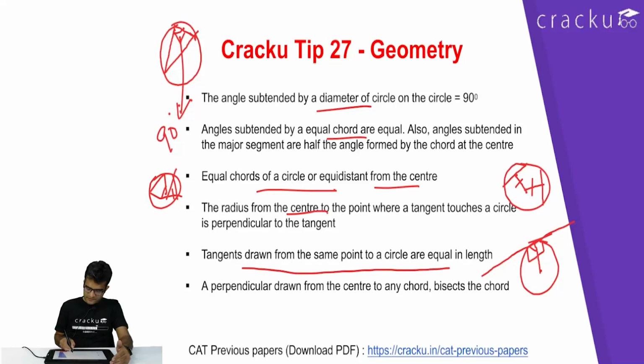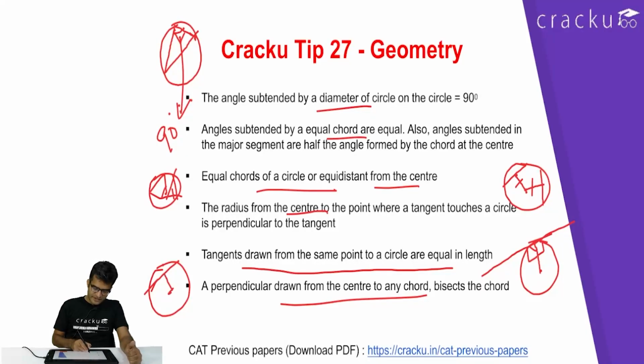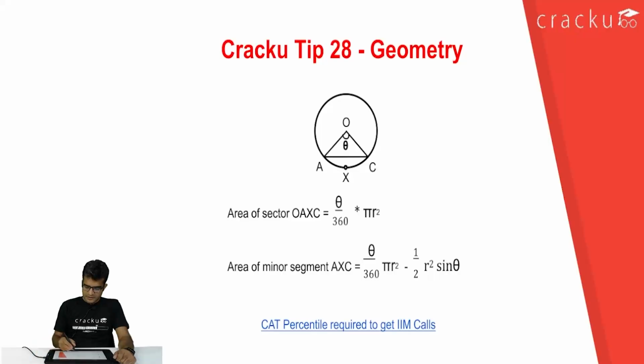Tangents drawn from the same point to a circle are equal in length. This we have already discussed. A perpendicular drawn from the center to any chord bisects the chord. So if you have a circle and if there is a chord, if this is the center of the circle, if you draw a perpendicular from the center to this particular chord, it is going to bisect the chord. Any chord, if you are drawing a perpendicular from the center of the circle to that chord, will touch the chord at the midpoint.